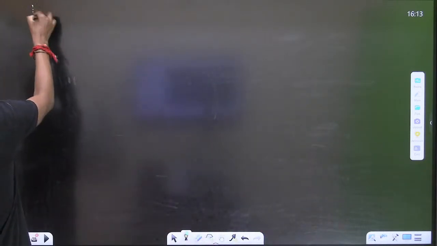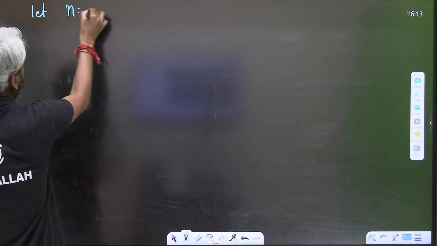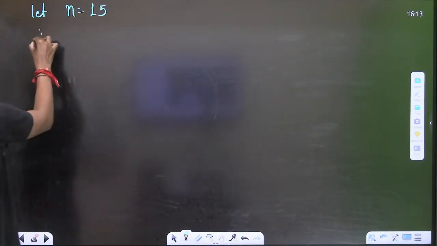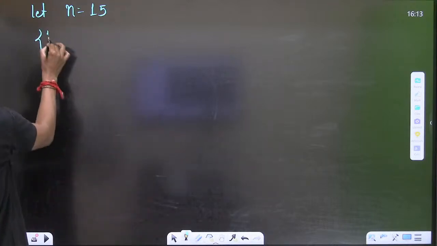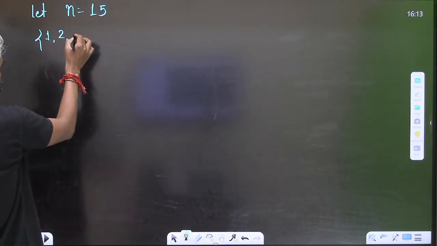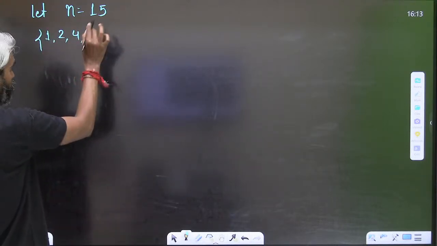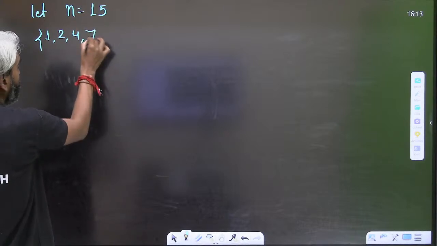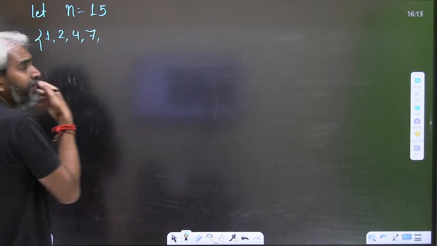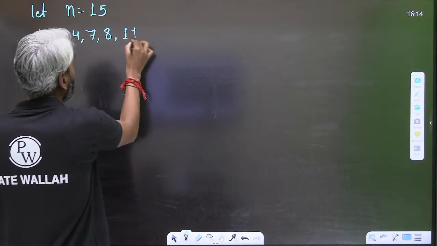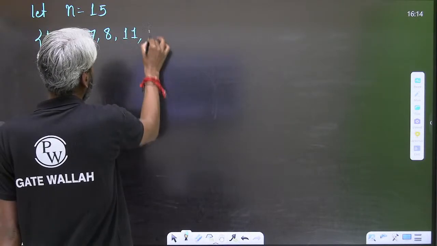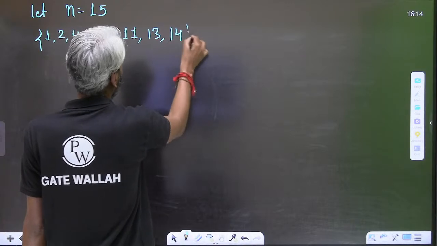Okay, let's take one more example. So let n equal 15. So what are the elements which are less than 15 and co-prime to 15? Sir, 1 is co-prime to 15, 2 is co-prime, 3 is not co-prime, 4 is co-prime, 5 is not, 6 is not, 7 is co-prime, 8 is co-prime, 9 is not, 10 is not, 11 is co-prime, 12 is not, 13 is co-prime, and 14 is co-prime to 15.